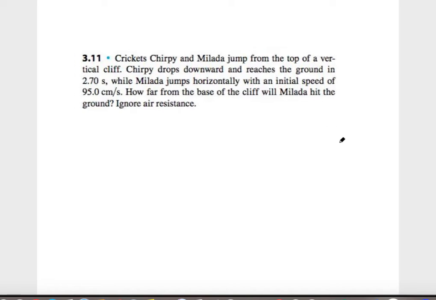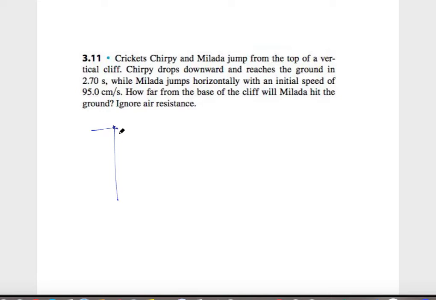All right, so this is suggested problem set 2.2 for AP Physics, and we are starting with problem number 3.11, talking about crickets Chirpy and Mulata. They jump from the top of a vertical cliff. Chirpy drops straight downward and reaches the ground in 2.7 seconds, while Mulata jumps horizontally with an initial speed of 95 centimeters per second. So let's sketch this problem really quickly.